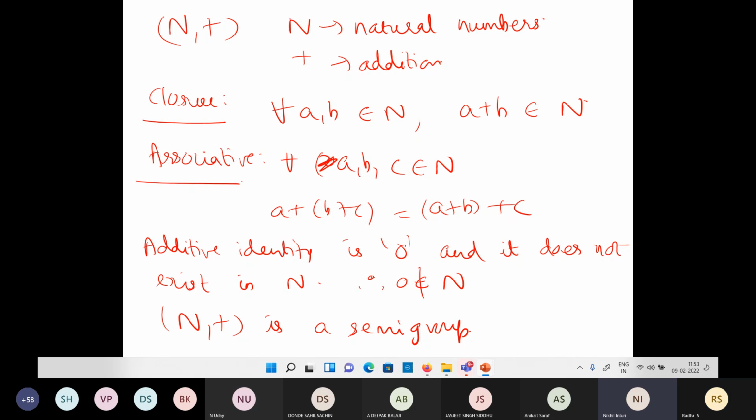Okay. So can you give an example for a monoid? Can you extend this? One more property can come. It should be a monoid. Just extend this and tell me what is missing. Whole numbers. Very good. So W comma plus, if you consider, it is a monoid.